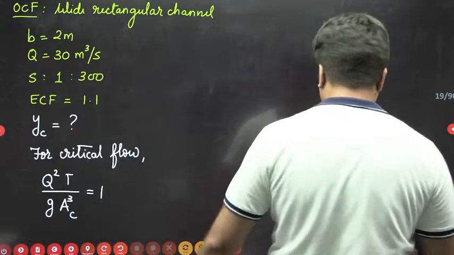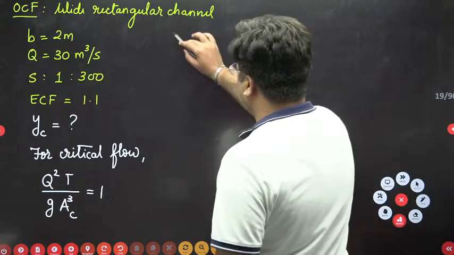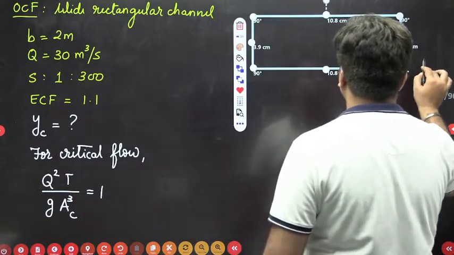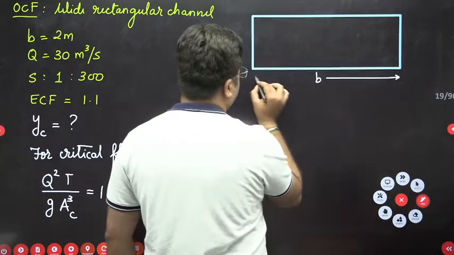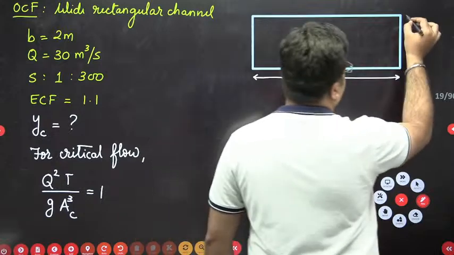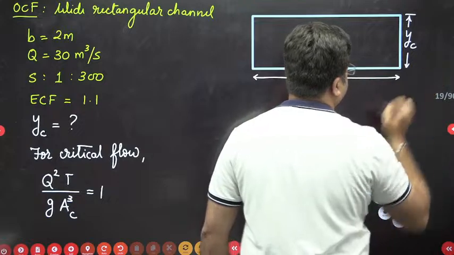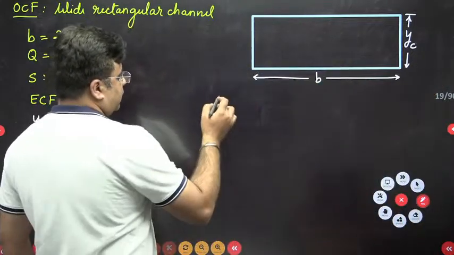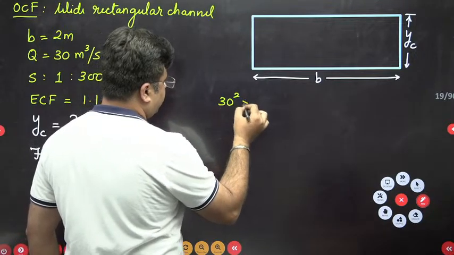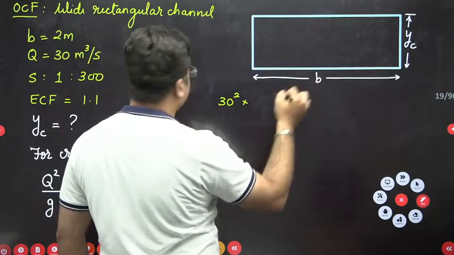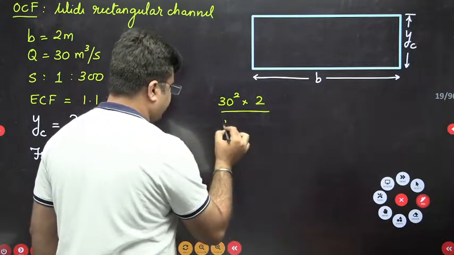Substitute all the values. This is your wide rectangular channel. This is the width of the channel B, and this is your depth of flow Y, or YC for critical flow, right? So Q square, Q is 30, so this is 30 square into T. T is the top width, which is nothing but this B, given as 2, divided by G, which is 9.81.